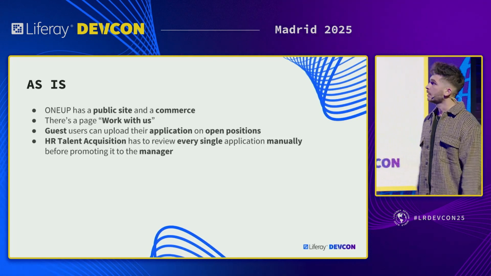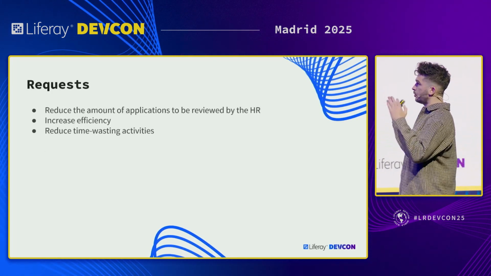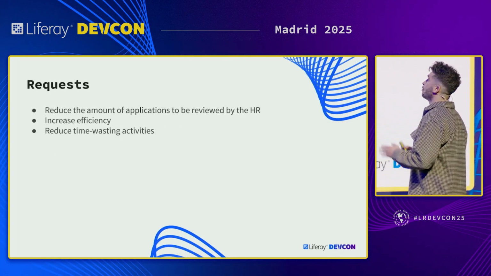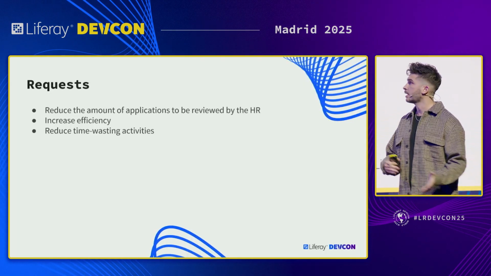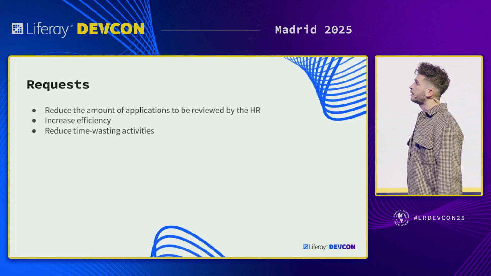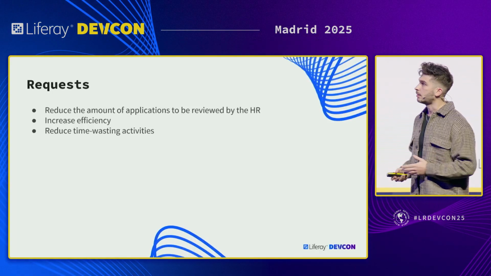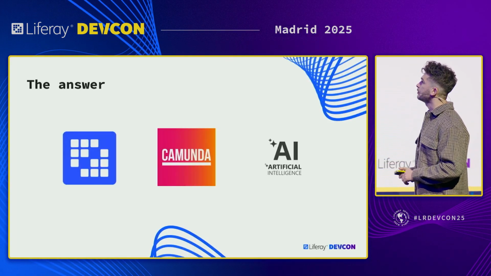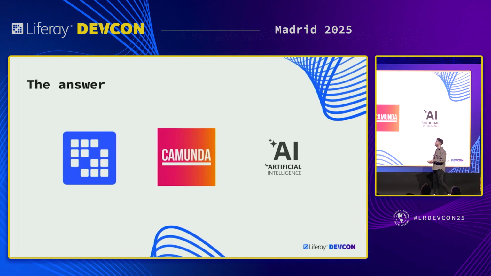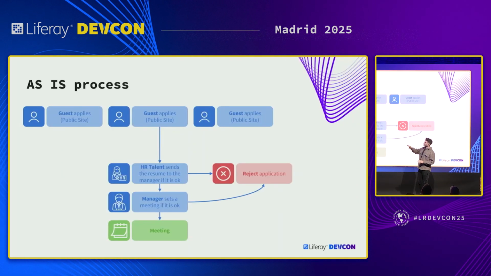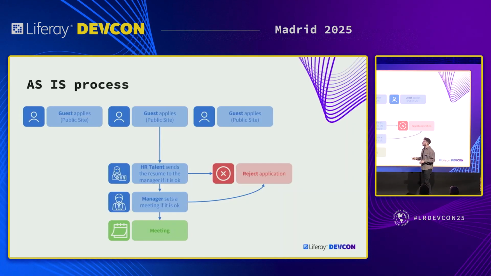So the request is to reduce the number of applications to be previewed by HR, increase efficiency, and reduce time-wasting activities. And that's it, easy, no? Easy stuff. Okay, the answer is Liferay DXP, Camunda, and the AI. So the process is something like this, vertical reading, okay?